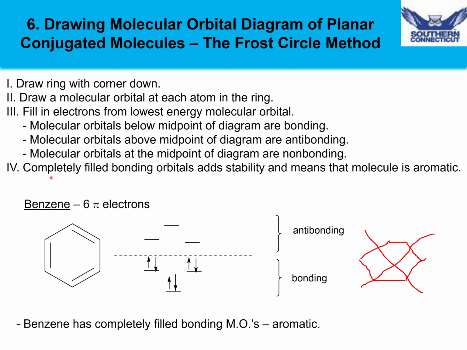And then the last thing we want to determine is whether this compound is aromatic or not based on the Frost circle method. If all of the molecular orbitals that are bonding are filled, then this would be predicted to be an aromatic compound. If we have partially filled bonding orbitals, or we start to add electrons to the anti-bonding orbitals, then we will not have an aromatic compound.